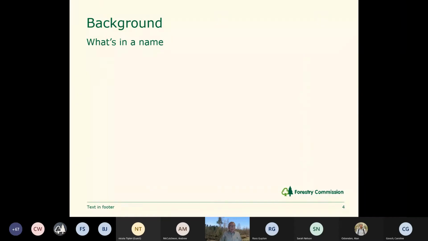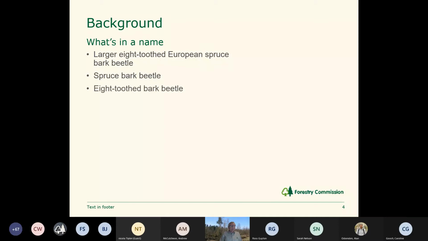Just touching on the point Caroline made, the beetle is known by a whole host of names: larger eight-tooth European spruce bark beetle, the spruce bark beetle, eight-tooth bark beetle, European spruce bark beetle, and so on. I like the engraver name because that describes it very well. There are also, I think, 6 common names that the Germans use and 5 that the French use.